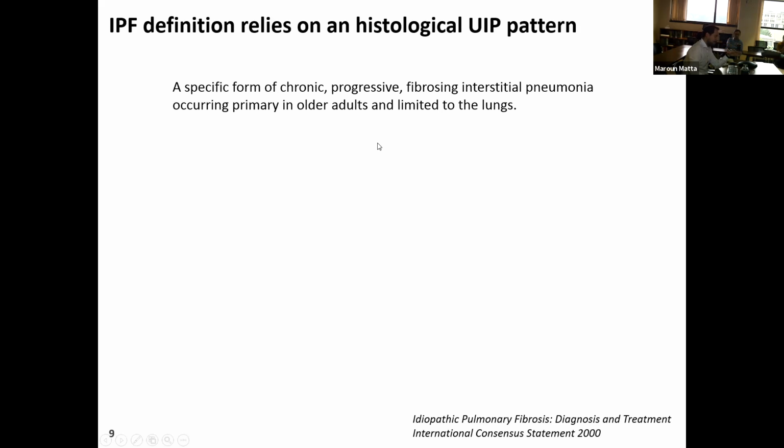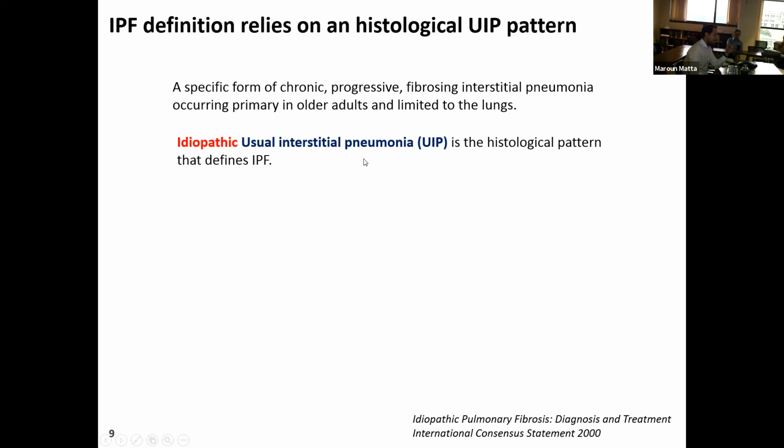We realize it's not always limited to the lungs. There can be liver involvement, there can be bone marrow involvement. But the purpose of this, for the most recent statement, is it relies on an idiopathic UIP on histology. Right, so that is how IPF is defined.